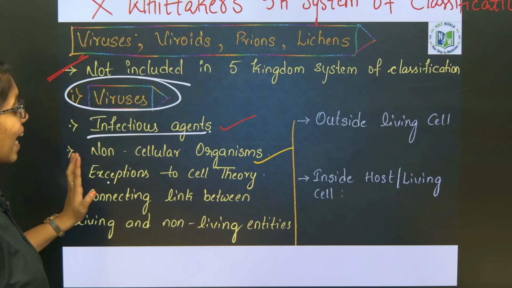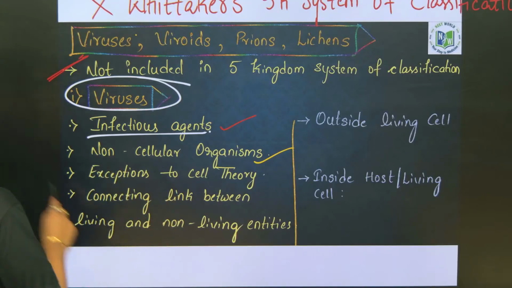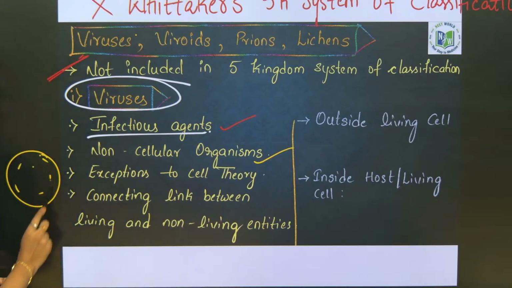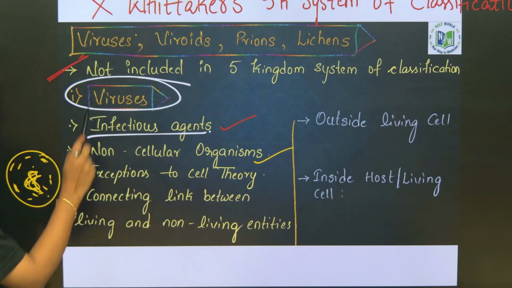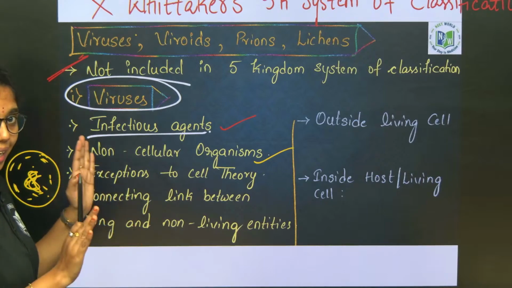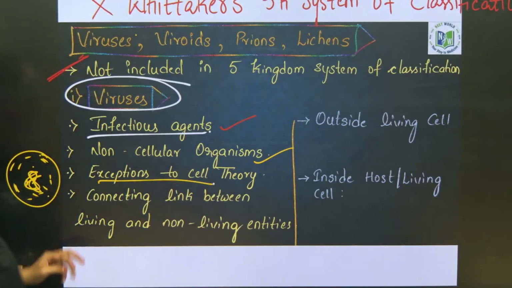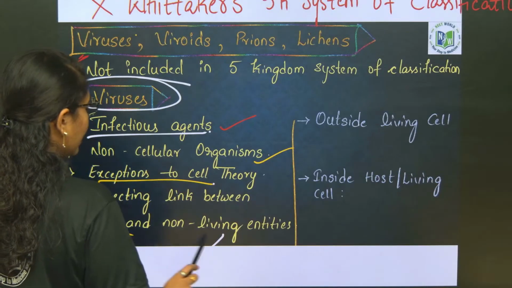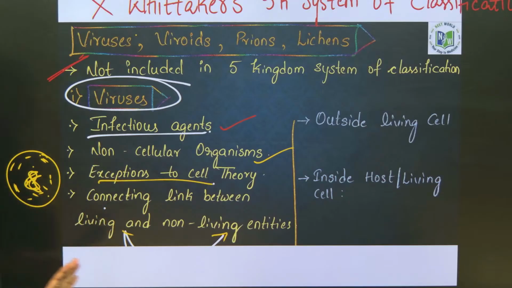So viruses are exceptions to cell theory as well, because they don't have a cell. A cell contains what, ma? A limiting boundary, that is the cell membrane. Protoplasm should be there, that is cytoplasm and nucleus. As a virus doesn't contain a proper cell, cell theory is not applicable to viruses. This is an exception to cell theory as well. And these are connecting links between non-living entities and living things. Viruses are the connecting links between living and non-living entities.